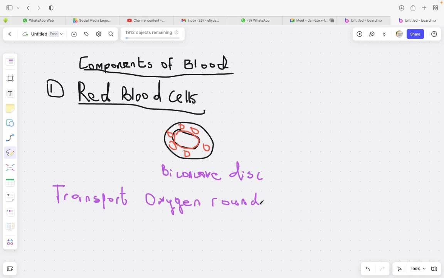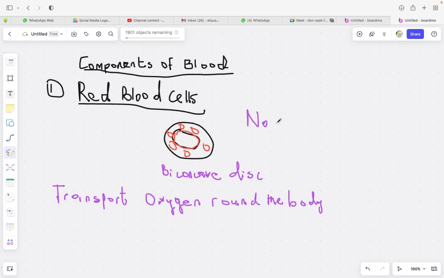In the alveoli, the oxygen diffuses into the red blood cells. Is that okay? So the first function of the red blood cells is to transport oxygen around the body. That's the main function, which we need to be very familiar with. We've also talked about their shape: they look like a biconcave disc. And they're small, one of the smallest cells in our body, and hence they do not have a nucleus. The red blood cells have no nucleus.